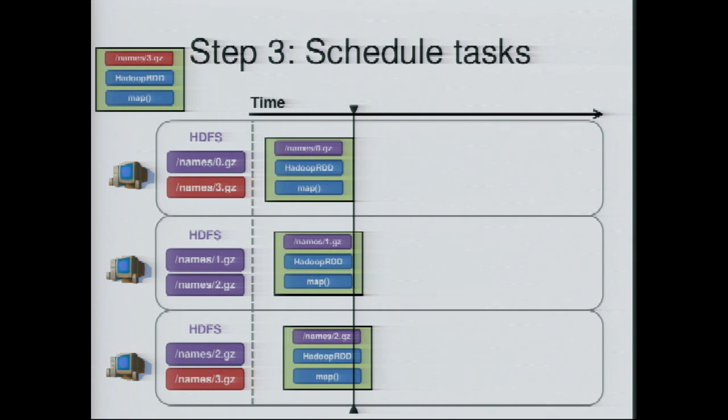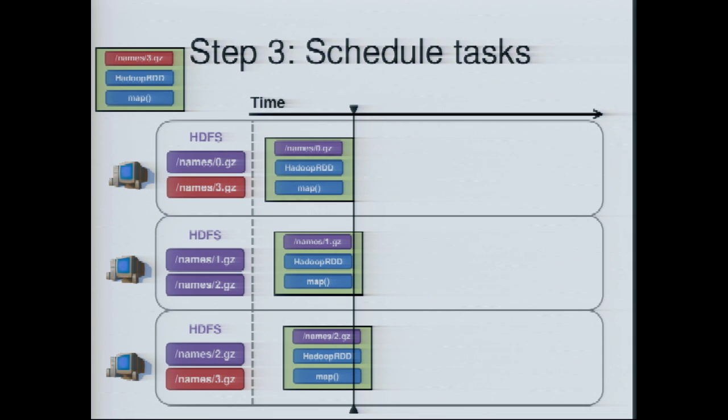So time progresses, and then task 1 finishes. Luckily, task 0 finishes, and now we have a free machine again. And so now we have room to execute this fourth and final task. And fortunately, this task is actually local to the first node.